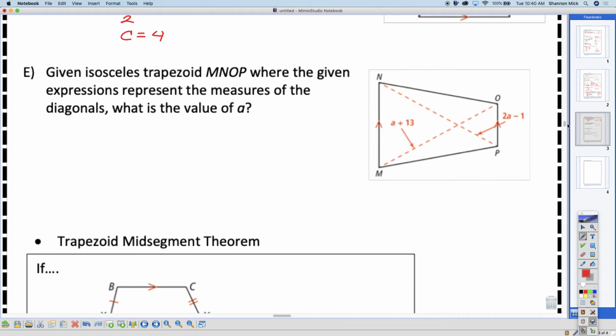Okay. Given the isosceles trapezoid, where the given expressions represent the measures of the diagonals, what is A? Find it, guys. What do you know about the diagonals? They're equal.